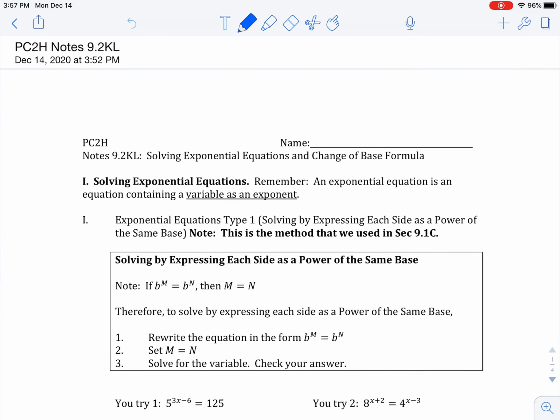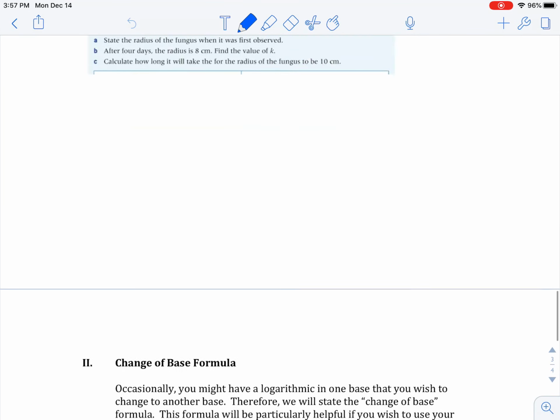Sorry, I'm just going to go back to this one. You have your base that you've chosen. This is not the same sheet.